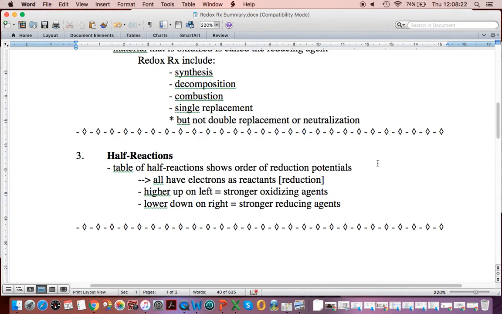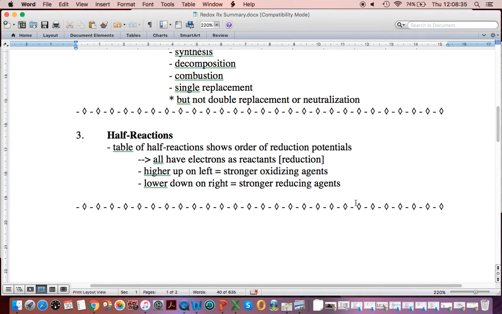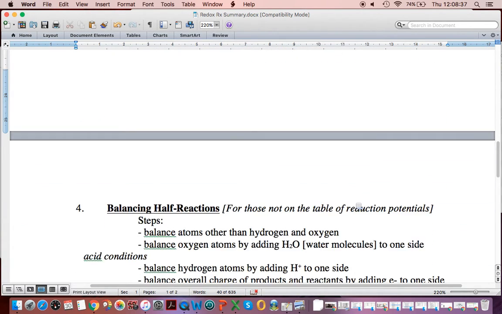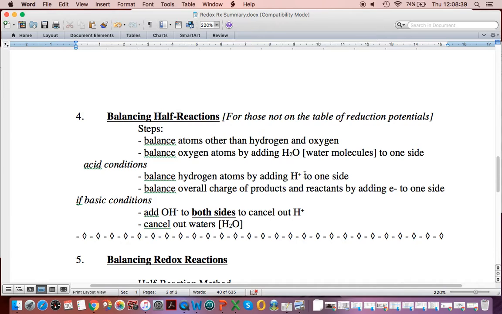Now, in order to be able to balance redox reactions, you first have to be able to balance half reactions. And there's a table of reduction reactions that you don't have to memorize, and you should know all the information it gives you. But you should also know the steps for balancing those half reactions. And remember, it's called major hydroxide, and the only time you have to worry about going those extra steps is if it says basic conditions. But the major hydroxide means major OH minus.